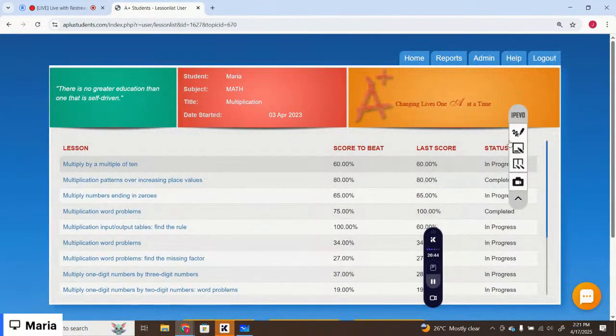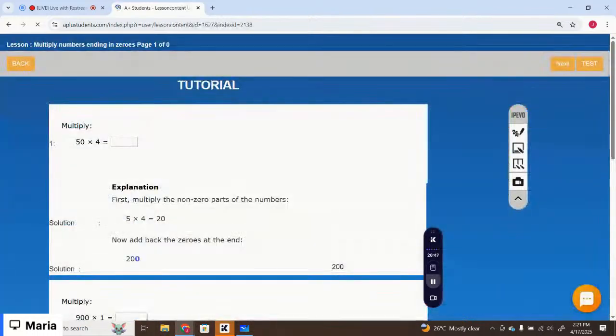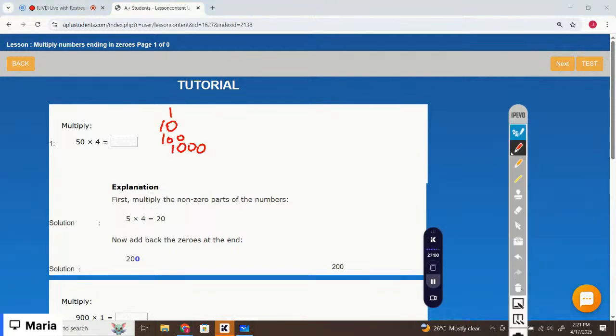The next lesson is multiply numbers ending in zeros. 50 times 4. So we have to multiply the non-zero values. We multiply 4 times 5. 4 times 5 is 20, and we have only one zero with 50, so you can just add a zero. So 4 times 50 is 200. The correct option is 200.